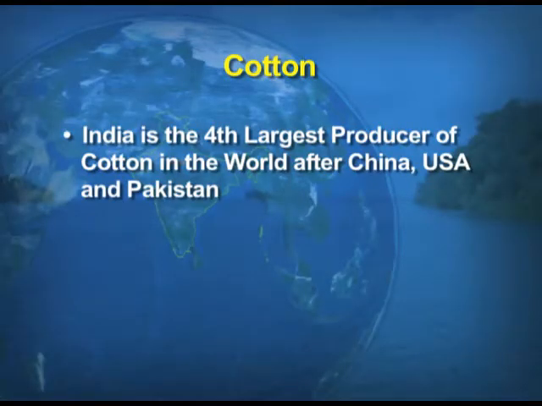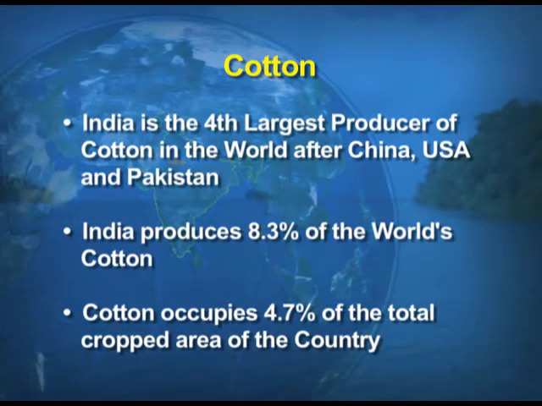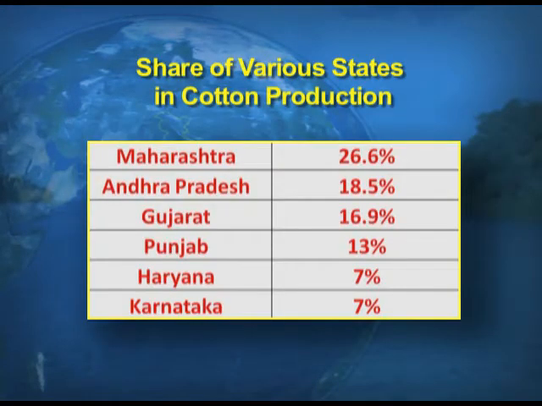India is the fourth largest producer of cotton in the world after China, USA and Pakistan. India produces 8.3% of the world's cotton. And as far as the total cropped area is concerned, it covers 4.7% of that area. Now, on your screens, you can have a visual which tells you about the percentage share of the various states as far as the production is concerned. The leading producer, Maharashtra, with 26%, Andhra with around 18%, Gujarat with around 17%, followed by Punjab 13%, and Haryana and Karnataka each 7% of the total produce.